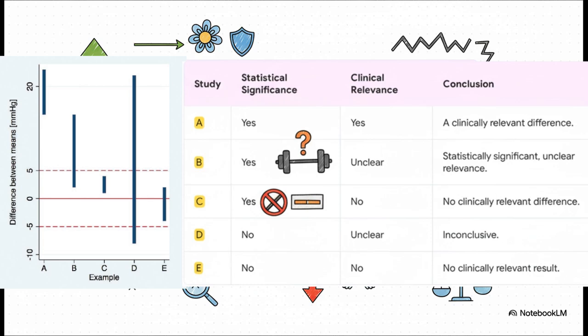Now look at C. This one's fascinating. It's significant, but the entire confidence interval is in the trivial zone. This is a powerful finding. We are confident the drug has an effect, but we're also confident that effect is too small to be useful. D is your classic inconclusive, underpowered study. And E is also a useful result, not significant, and we're pretty sure there's no clinically relevant effect there either.